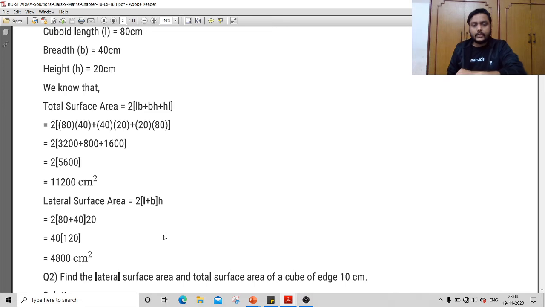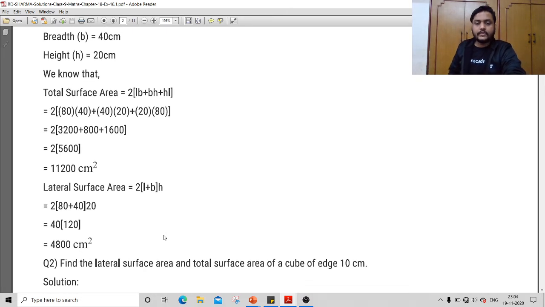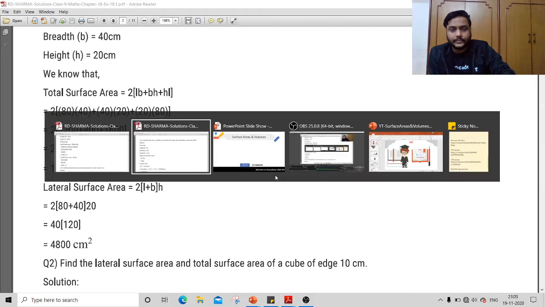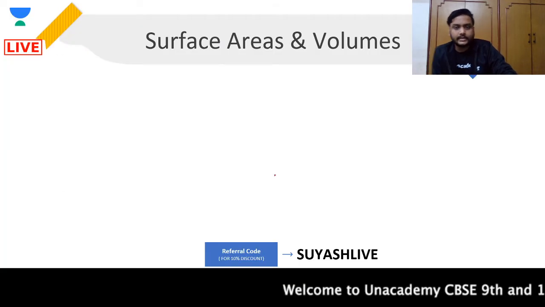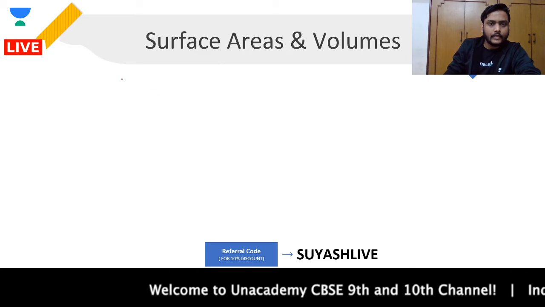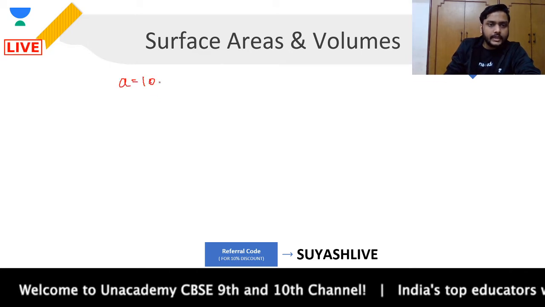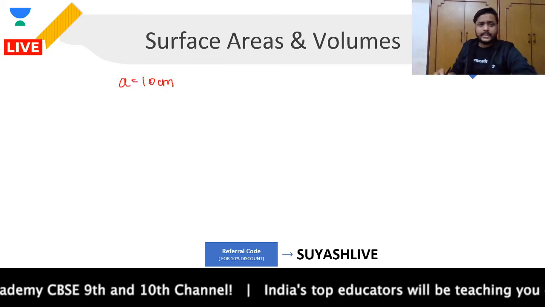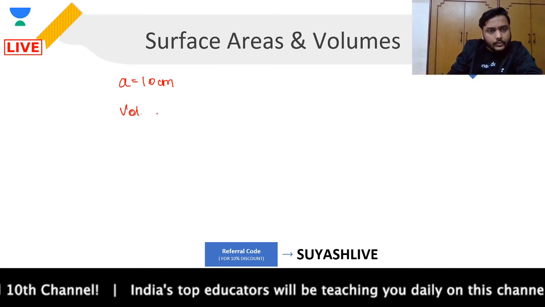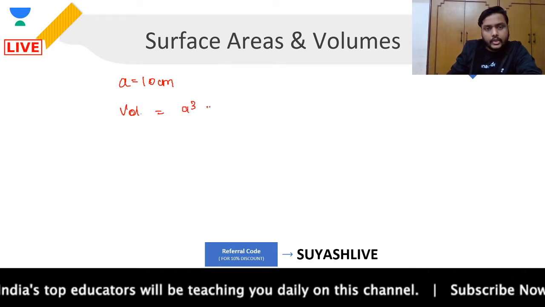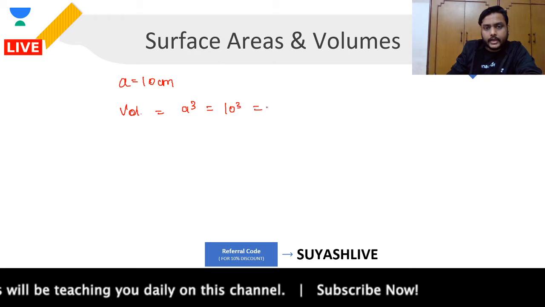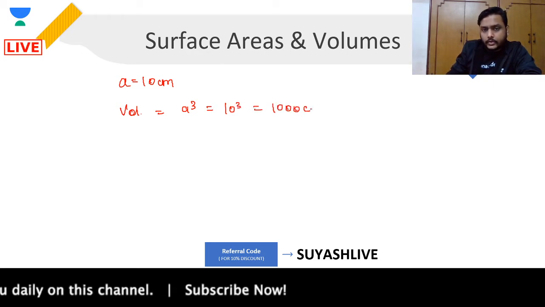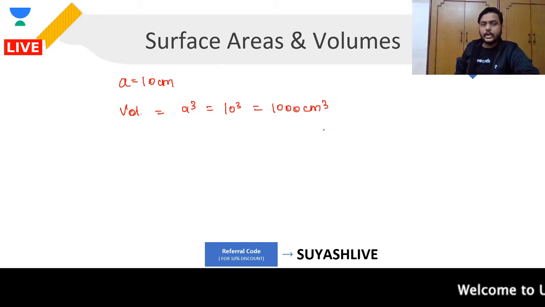Now, the second question that we are having over here, guys, is this: we want to find out the total surface area, lateral surface area and, let's say, the volume of your cube having the edge length as 10. So when I'm talking about this question, let's do it over here. Understand? So edge length is given to me as 10 centimeter. When edge length is 10, I can simply say volume of my cube will be A cube, that is nothing but 10 cube, that is nothing but 1000 centimeter cube. This is the volume of the cube.